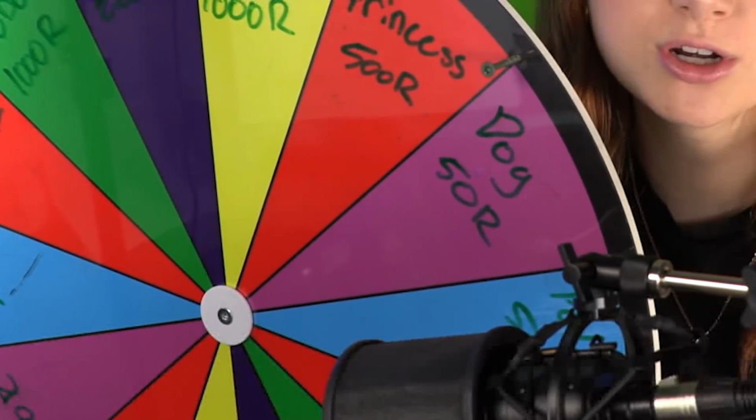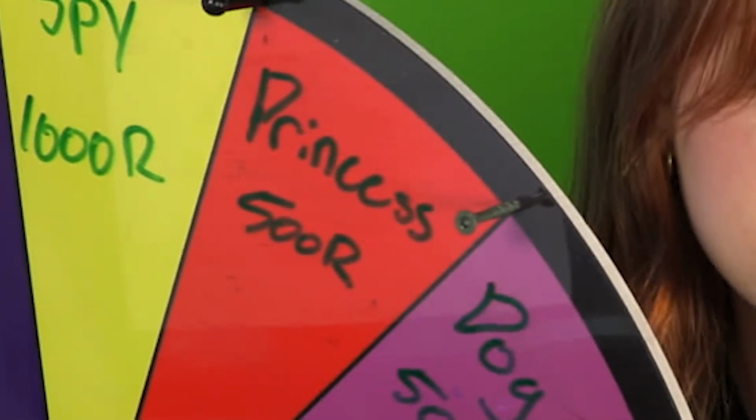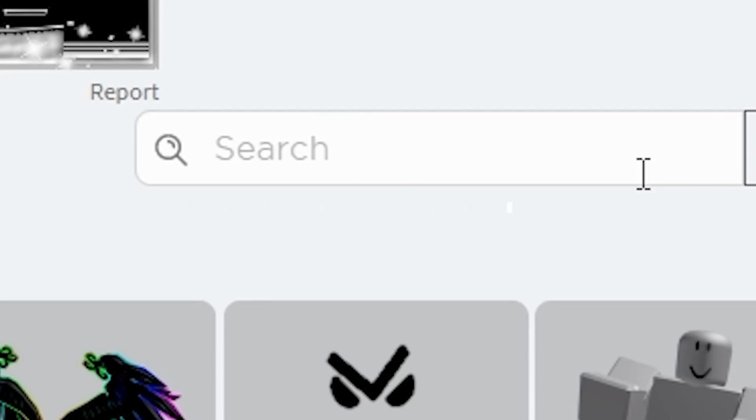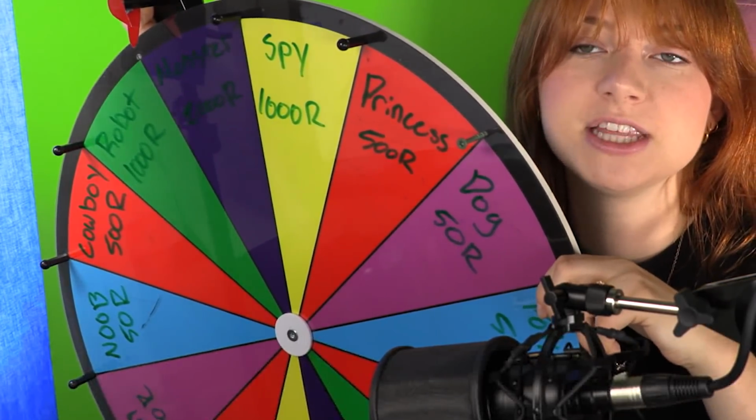All right, so as you guys can see, there is a bunch of different words and numbers on this wheel. So for example, we have spy, we have princess, we have dog, all different types of things. And each one has an amount. So what I'm gonna do is I'm gonna spin this, I'm gonna type in that search word, and I have to only spin up to the amount that is on the wheel. So we're gonna start off first and foremost with a shirt. So let's see what we have to pick out.